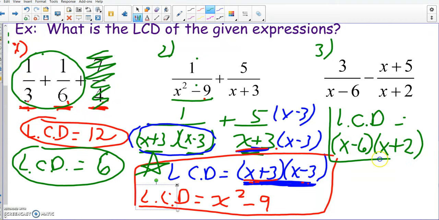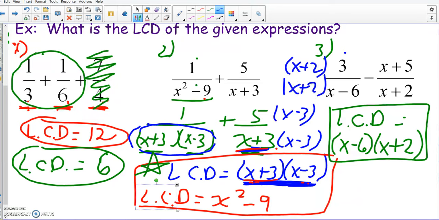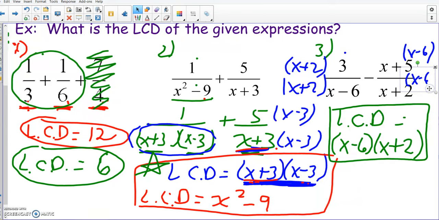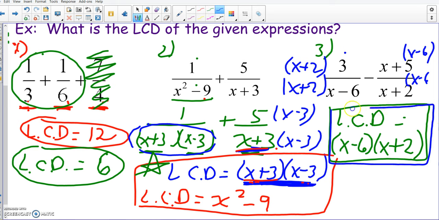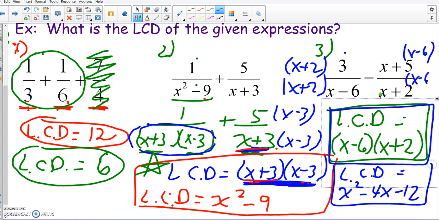My answer for the LCD for number 3 was that both fractions need the x minus 6 and the x plus 2. In other words, if you looked at this first fraction, it would need the x plus 2 on top and bottom. And if you looked at the second fraction, it would need the x minus 6 on top and bottom. So in order to combine those two together, you would need both, which is why I said that this was my final answer here. Again, just like number 2, you could multiply or FOIL out, and get x squared minus 4x minus 12. As I said before, this is probably the more popular answer.